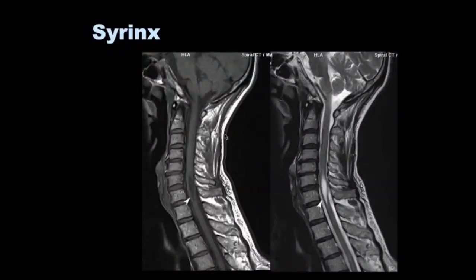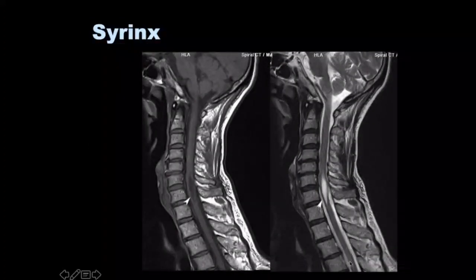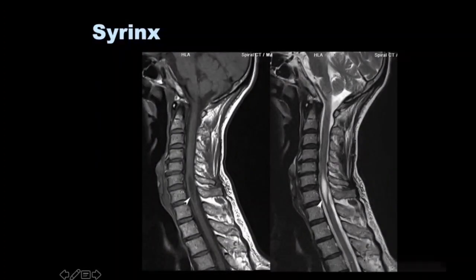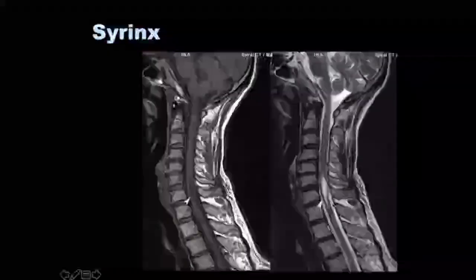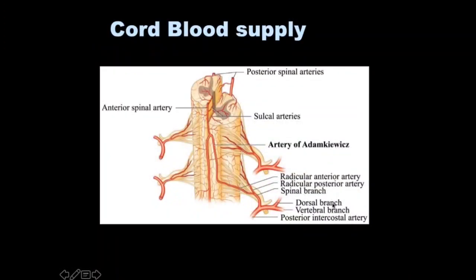So if you find a syrinx lower down, on the thoracic spine or in the lumbar region, then you image the proximal aspect to make sure there is no tumor that is causing CSF flow abnormality and leading to a syrinx. So you can see that a syrinx is a CSF intensity in the midst of the cord itself.